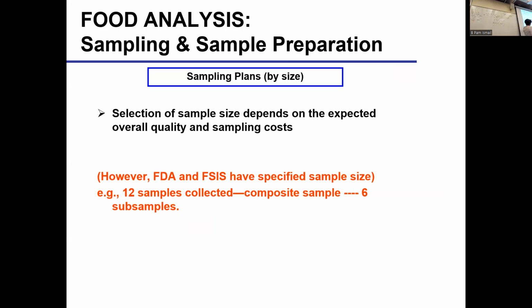Example, for FDA, if you're doing nutrition labeling, you should get 12 individual samples collected randomly. So if you have cans in many boxes, you would randomly select 12 different cans, let's say, combine them and have a composite sample, and then have 6 subsamples or replications. So after you combine all the 12 individual samples, you do the analysis using 6 replications. We call it subsampling. That is an FDA requirement for nutrition labeling. So you have no control of it. You have to follow regulations.